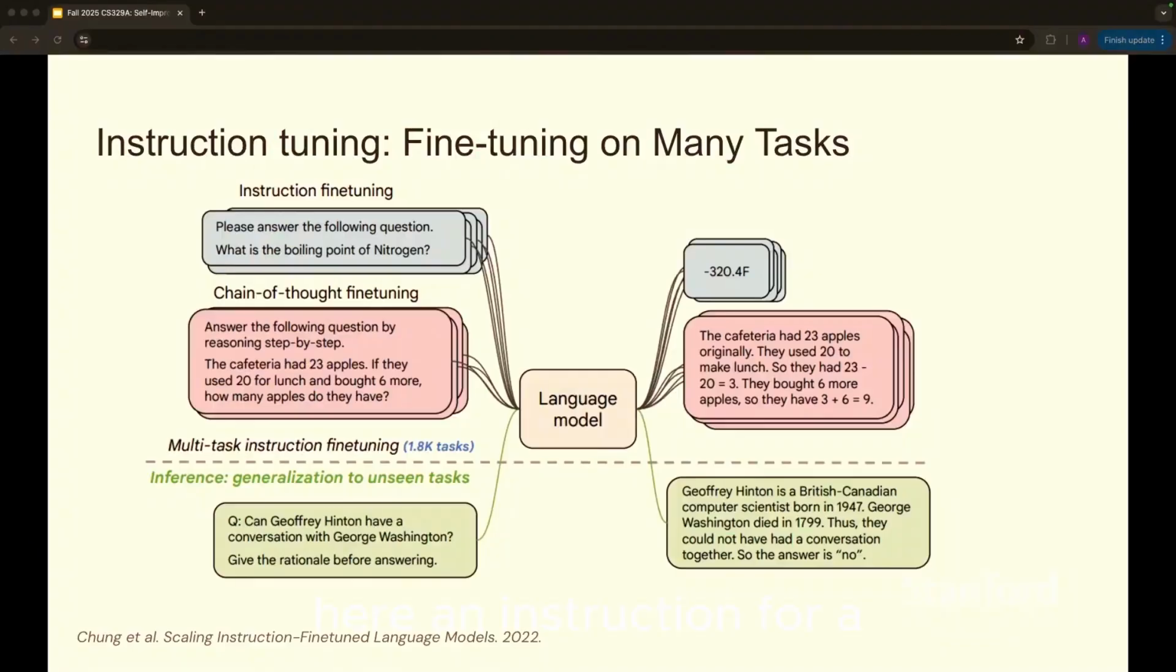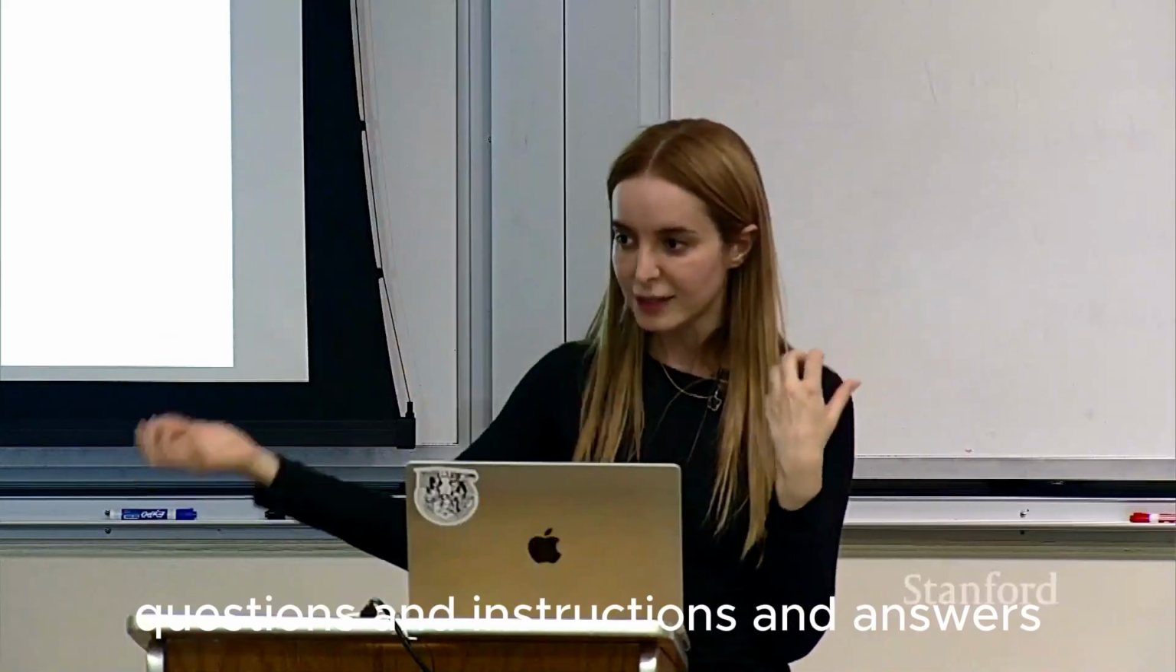For example, an instruction tuning dataset could be: please answer the following question, what is the boiling point of nitrogen? And then this is the answer. Or we can have chain of thought fine-tuning, where we show the model how it can walk through a process to get to the answer, and then we have the label, the result over here. These are pairs of questions and instructions and answers.